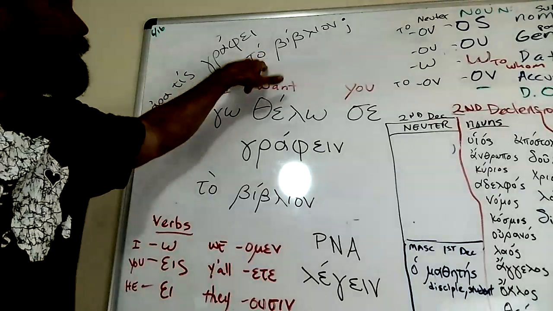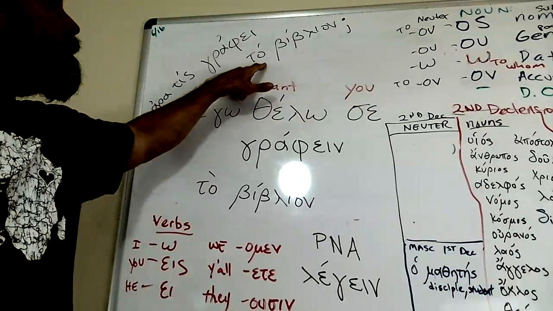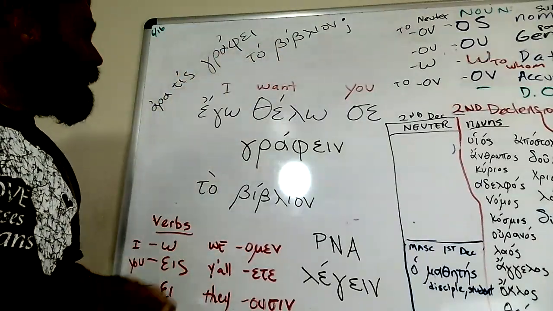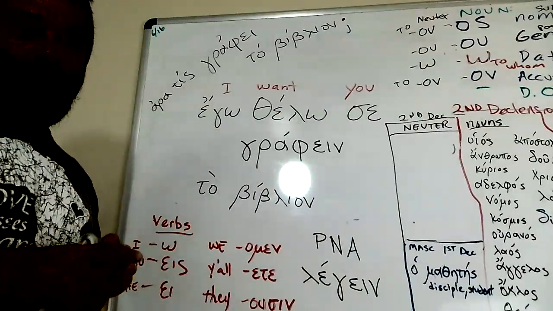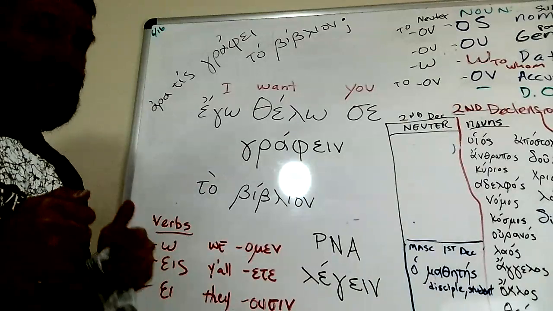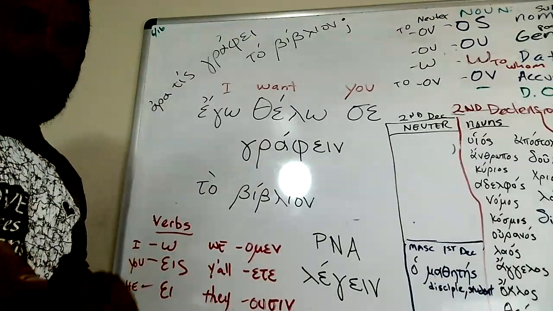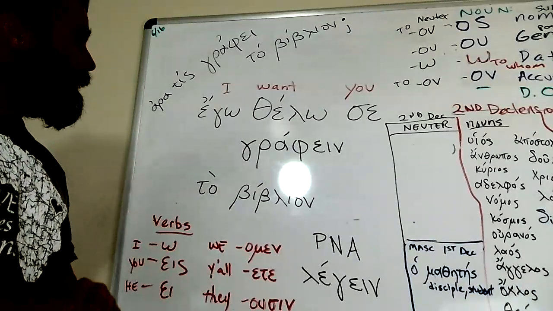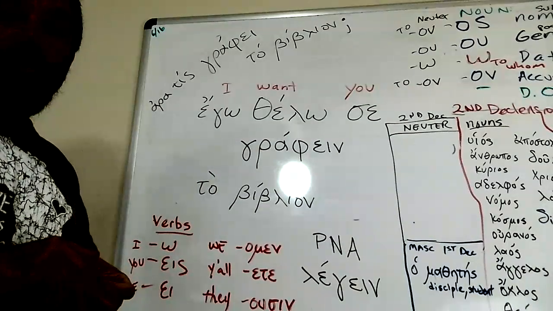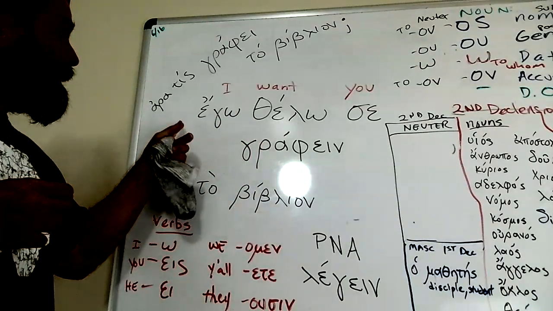Now this right here, to biblion, is that nominative or accusative? Because they both look the same. Which one would it be? The book, that would be accusative. Right, exactly. So aratis graphe to biblion, and then I would say ego thelo se graphein to biblion. Kai su leges, and you say kai nun su leges. Remember the word nun means now. Su leges. No, you say ouki.